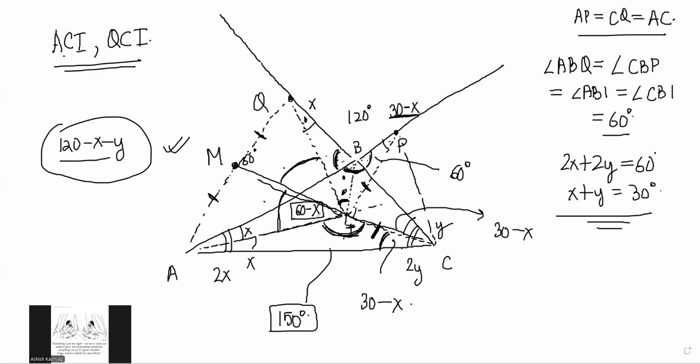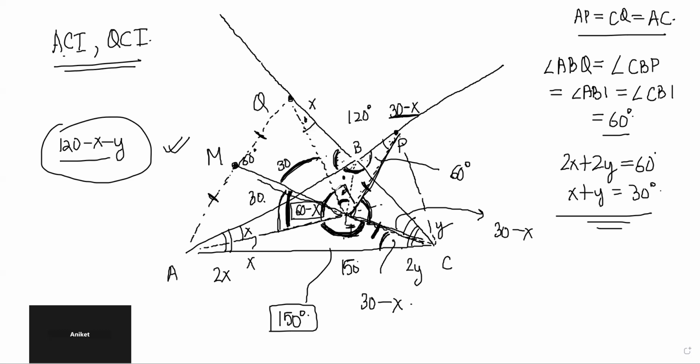Oh, it's obvious, because this is 150, this is 30, and that is 30, a linear pair. If this is 30, this is 30. So now we are getting that angle AIQ is 60, right? Similarly, you can say angle CIP will be 60. So CIP is 60, AIQ is 60, and that is 150, so this is 90 left. There are many ways to do the problem. The question is not difficult.